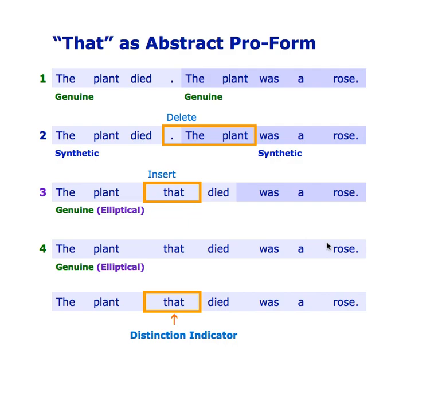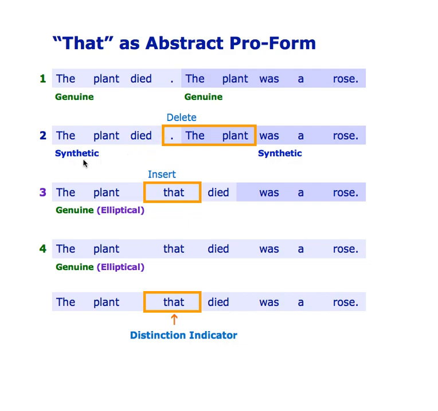Let's see how we get what we're searching for. The plant died. That's a genuine clause. You'd call it an independent clause. The plant was a rose. That's another genuine clause, or you'd call it independent clause. Now the second step is the plant died, and the plant was a rose. But we're taking out the period, and we're taking out 2 words, the plant. So that leaves the plant died, and that's synthetic.